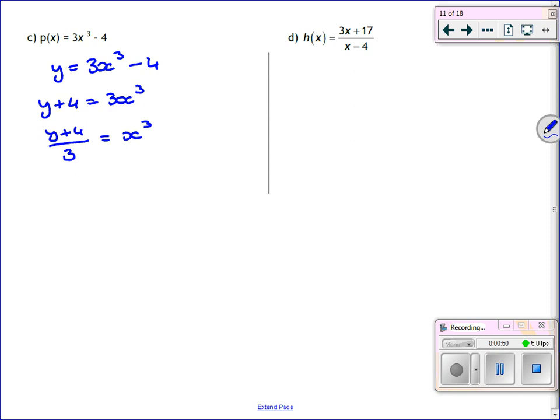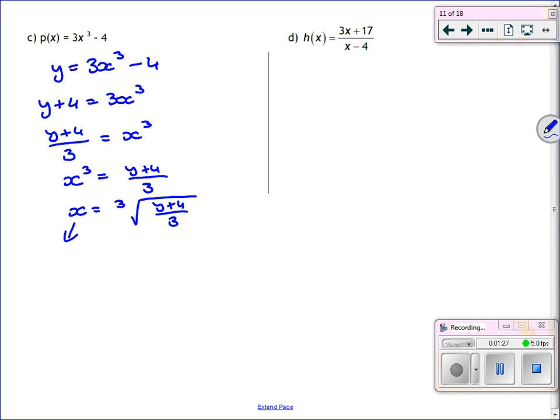Let's swap sides because I like to have the x's on the left. So we get x cubed is equal to y plus 4 over 3. Then I want to find the cubed root of both sides because that's the inverse of the x cubed. So cubed root both sides. So we get x is equal to the cubed root of the entire right hand side, which is y plus 4 over 3.